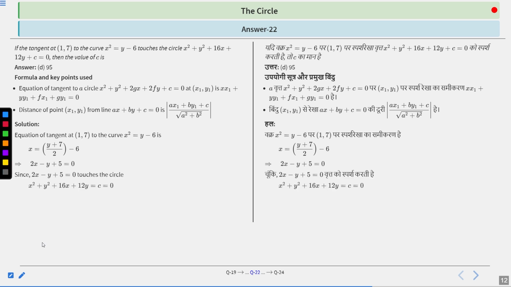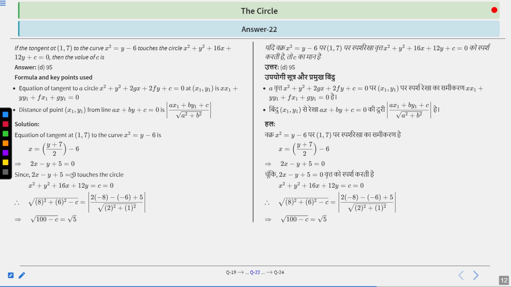Since 2x − y + 5 = 0 touches the circle x² + y² + 16x + 12y + c = 0, therefore you will get the distance: root over 8² + 6² − c is equal to |2(−8) − (−6) + 5| upon root over 2² + 1², right? By using the distance formula, that is the distance of point (x1, y1) from the line ax + by + c = 0, right? Clear?